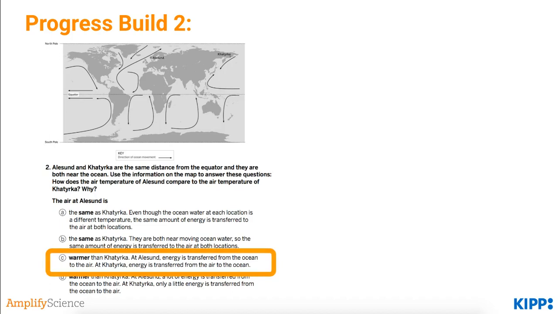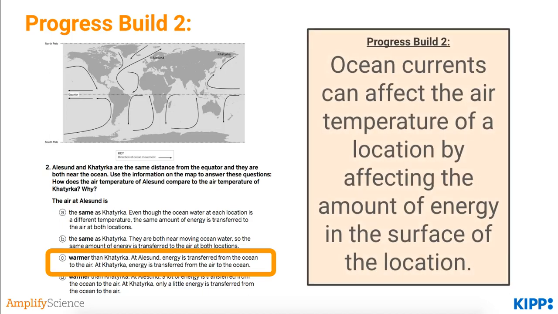Hopefully you got it. The air at Alisund is warmer than Katirka. At Alisund, energy is transferred from the ocean to the air. At Katirka, energy is transferred from the air to the ocean. That's a direct result of the differences in currents that go by these two locations. Ocean currents can affect the air temperature of a location by affecting the amount of energy in the surface of the location.